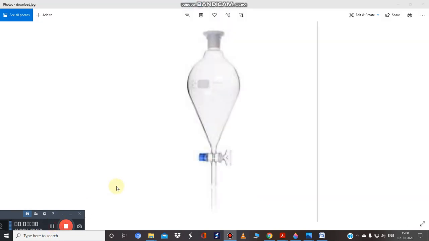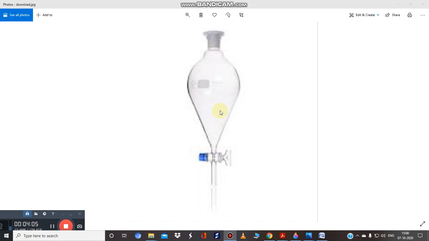And how is this partitioning done? We can simply use a separating funnel. First of all, in the separating funnel we add our hexane extract. Then over the hexane extract, methyl cyanide and water will be added. Three solvents will be added over this hexane extract. And we will shake this flask and set it aside for at least 30 minutes, suppose.